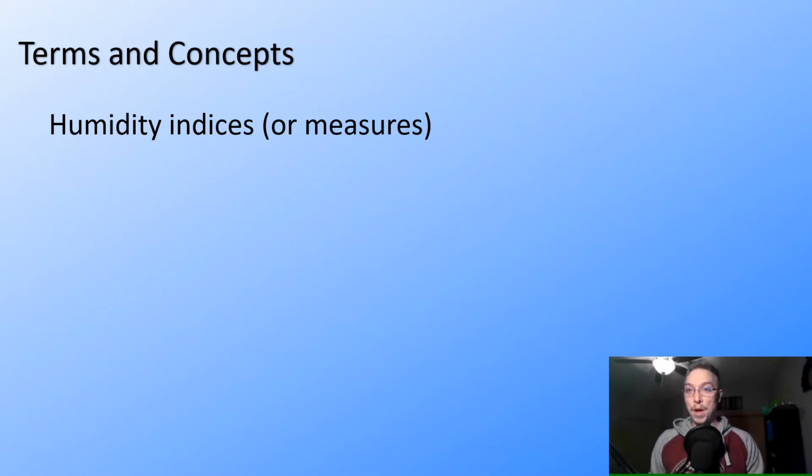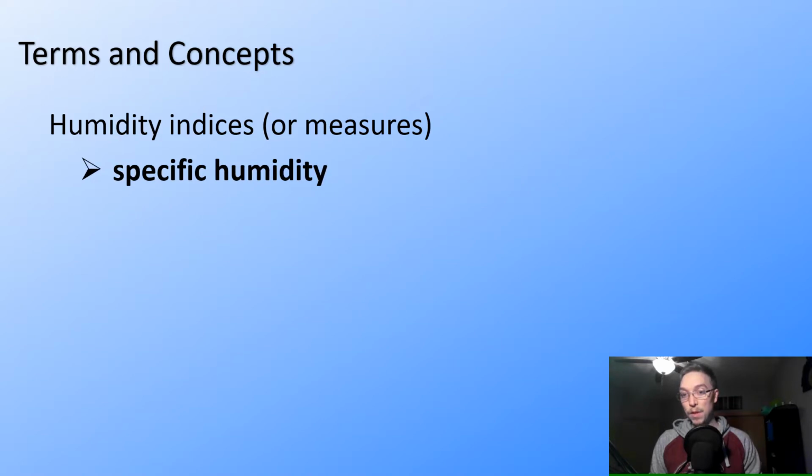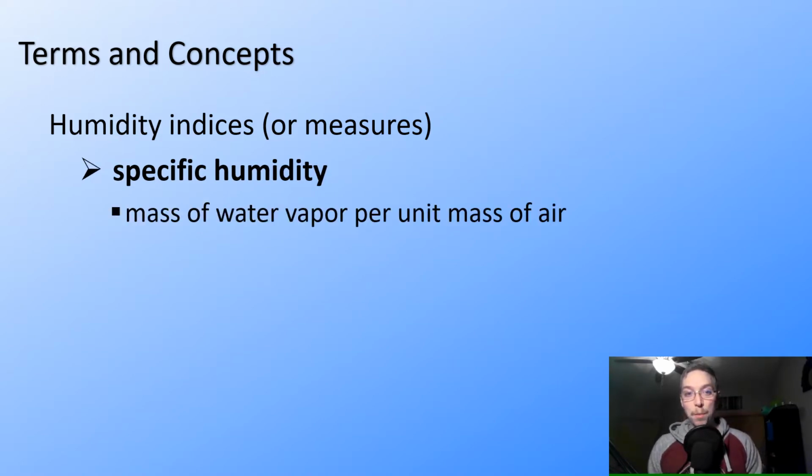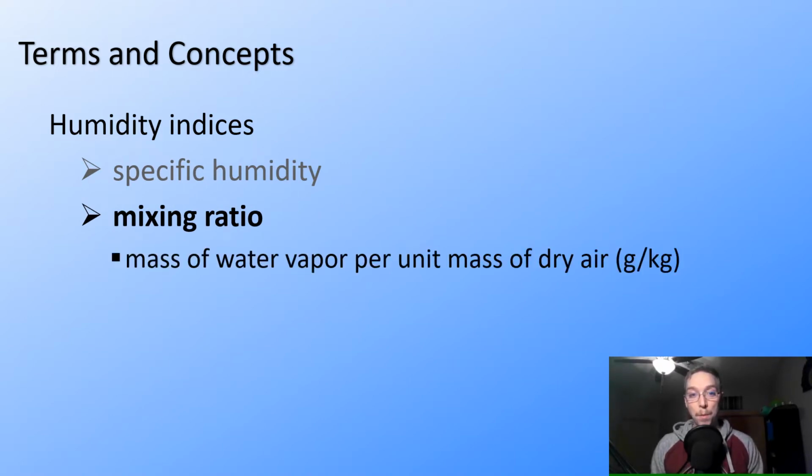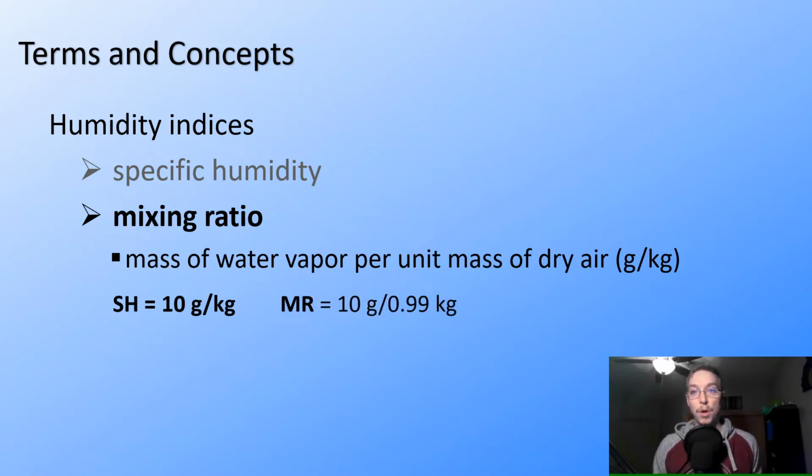Humidity indices or measures include specific humidity, which is the mass of water vapor per unit mass of air. We usually measure that in grams per kilogram. Mixing ratio, the mass of water vapor per unit mass of dry air, again in grams per kilogram. If we said that the specific humidity is 10 grams per kilogram, our mixing ratio would be 10 grams per 0.99 kilograms, giving us a mixing ratio of 10.10 grams per kilogram, pardon me.